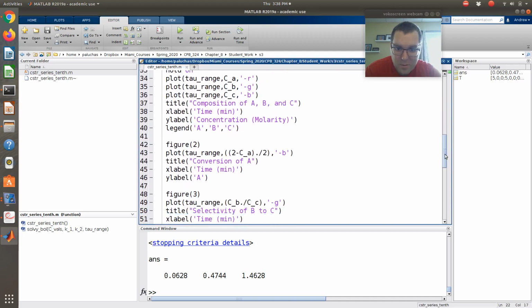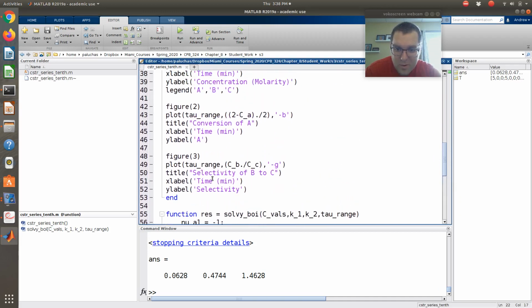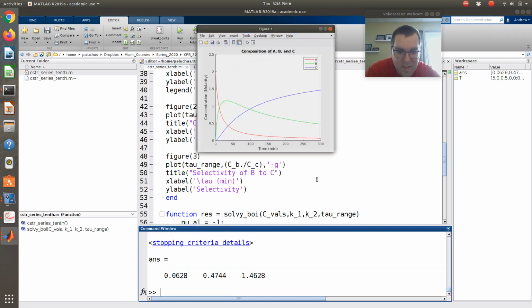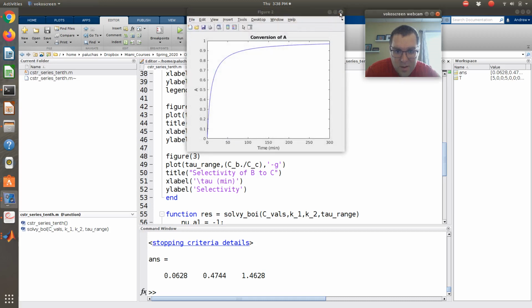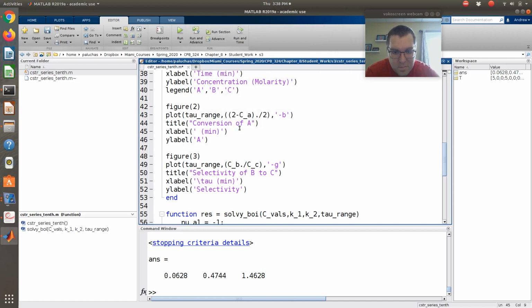Now, just a couple of things as you play with your code. One, if you want this tau, one way to get tau is \tau, which gives you the Greek letter tau. Looks like I only typed that on the last plot. All right, tau.